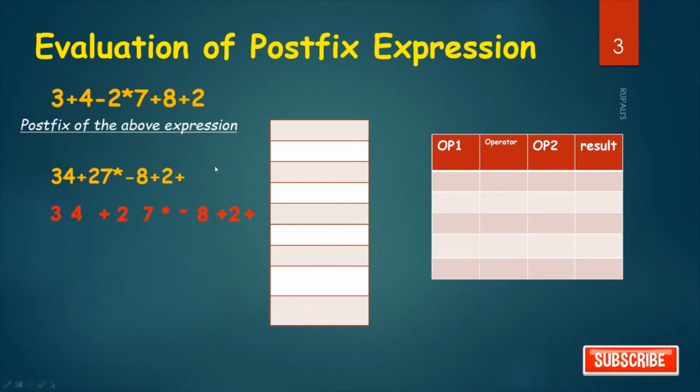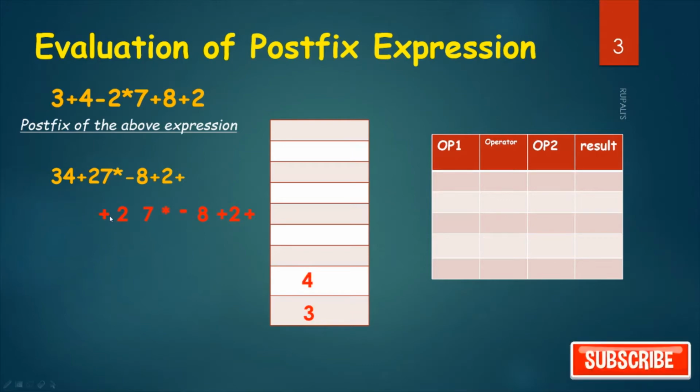So how can we evaluate? First you have to scan from the left hand side. If it is an operand, then push it onto the stack. So first 3 is an operand, so push it onto the stack. Then 4 comes, also an operand, push it onto the stack. But when an operator comes, then you have to pop. So first plus comes, plus is an operator, write plus here.